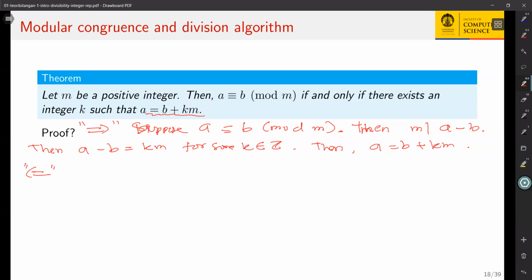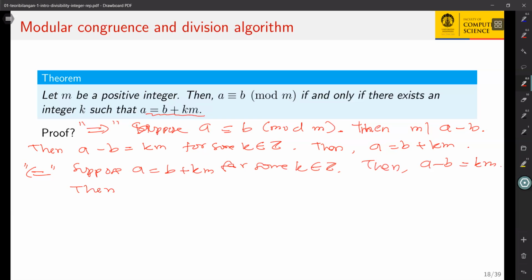This one is also pretty easy. Suppose A is equal to B plus Km for some integer K. Now, what will be the next step? Well, then, obviously, A minus B equals Km. Correct. Then, of course, that means M divides A minus B.